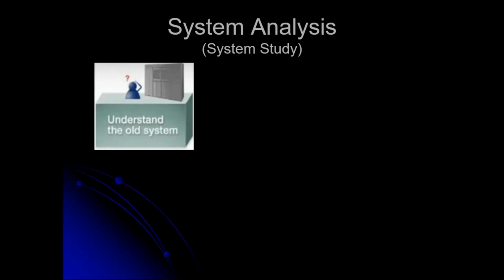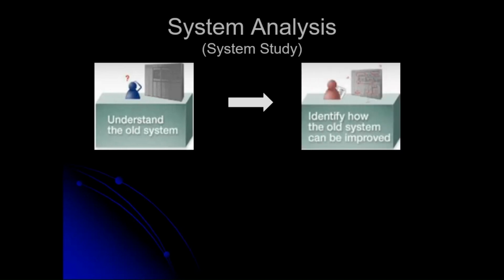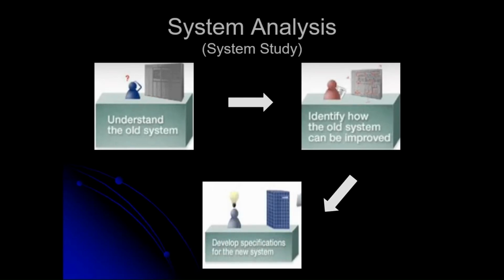There are 3 crucial steps in the system analysis phase. Understanding the whole system. Once you understand the whole system clearly, based on that, you are going to identify how the whole system can be improved, and then develop specifications for the new system.